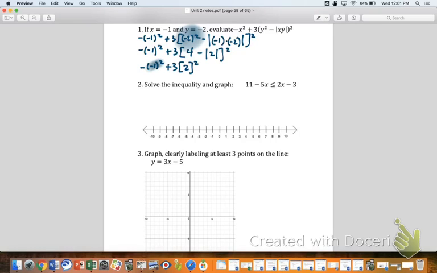If you just look at this, I've highlighted everything but that extra negative out front. What is negative 1 in parentheses squared? It's positive 1, but that negative is still there, right? That doesn't get to go away. So this would just be negative 1 plus 3, and then 2 squared, of course, is 4.